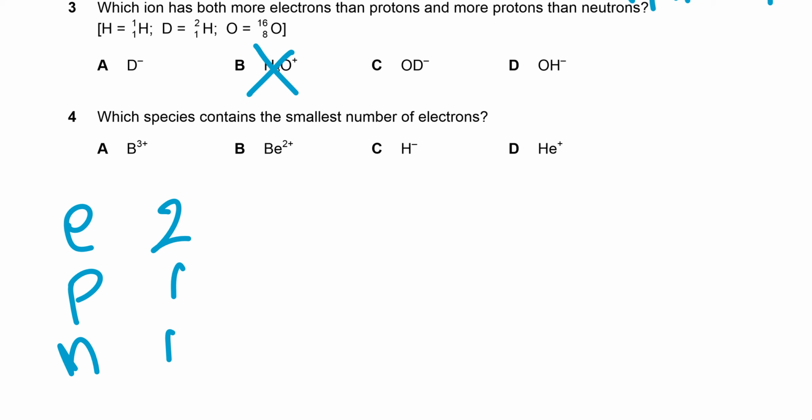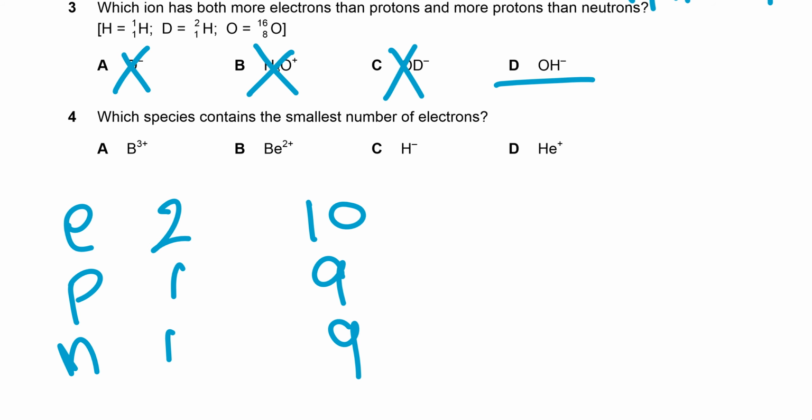In the option C, you have two elements. Here you have negative, so number of protons of oxygen is 8, deuterium is 1, so you have 9 protons with 10 electrons, and the number of neutrons here 16 minus 8 is 8, and 2 minus 1 is also 1, so 9. So this option also doesn't fit with the statement. So this one should be the correct answer.